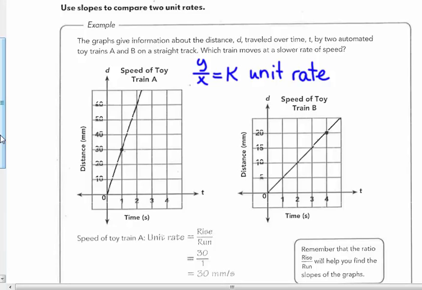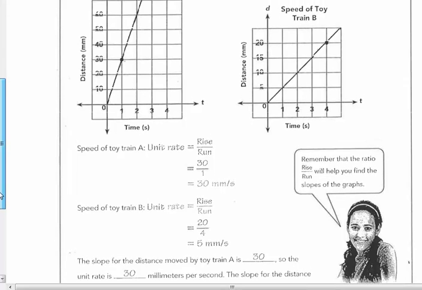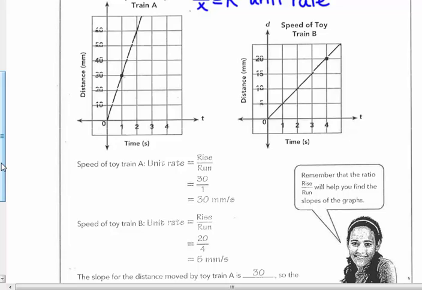The graphs give information about the distance d traveled over time by two automated toy trains A and B on a straight track. Which train moves at a slower rate of speed? Well, the slope of the line, or the steepness of the line, may give you some insight to which one's going faster and which one's going slower.